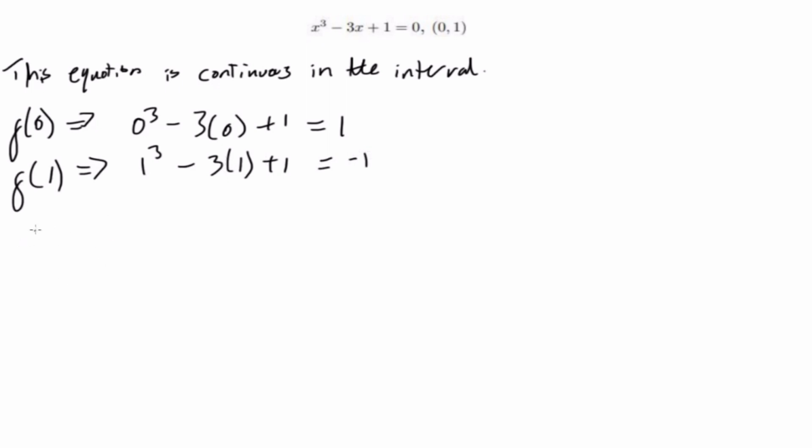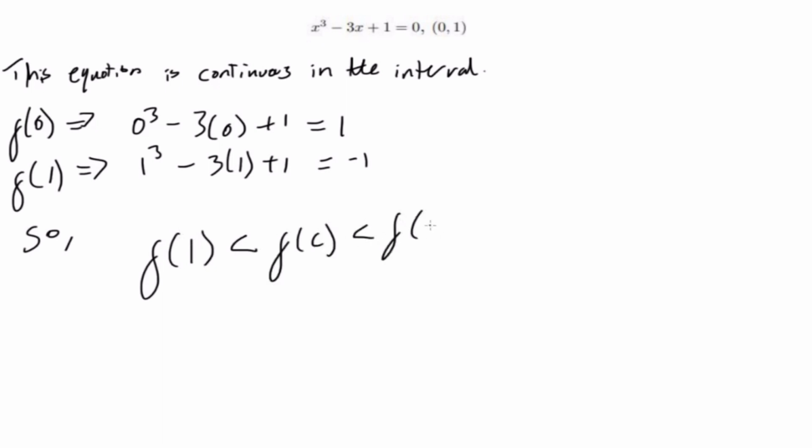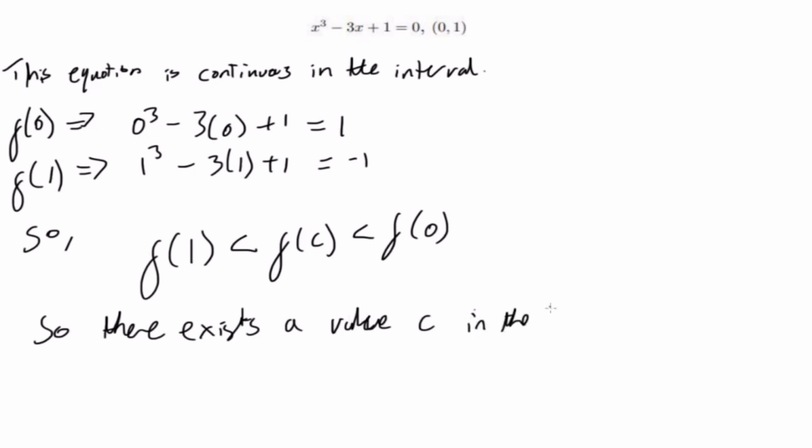So we can say that f1 is less than fc, which is less than f0. So there exists a value c in the interval where f of c equals 0, and that proves that there is a root to this equation between the interval. Let's move on to our next question.